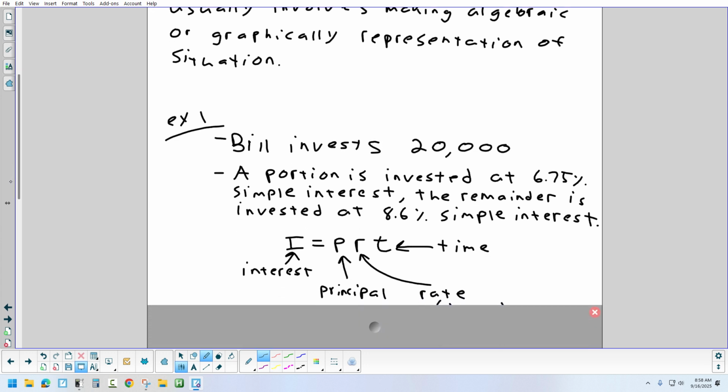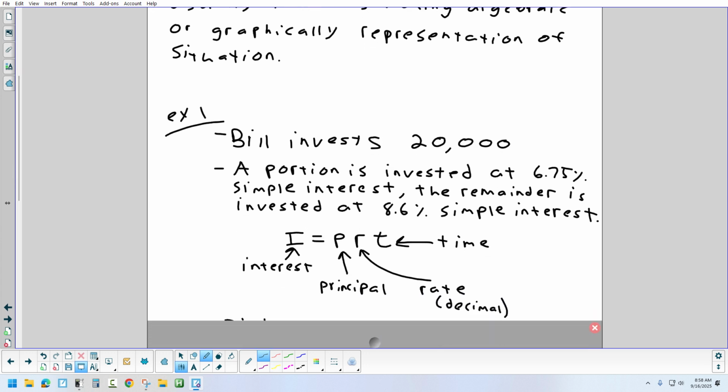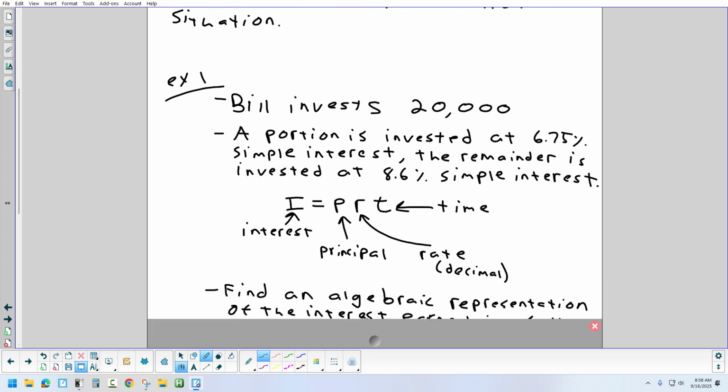When we write that rate of return, it has to be a decimal. So if they give you a percent, you need to change it. And the last one is T. That's the amount of time that you leave the money in the investment. With simple interest, generally the longer you leave the money in there, the more interest you would make back. So what we want to do is find an equation that represents the amount of interest Bill earns in 1 year from this problem.